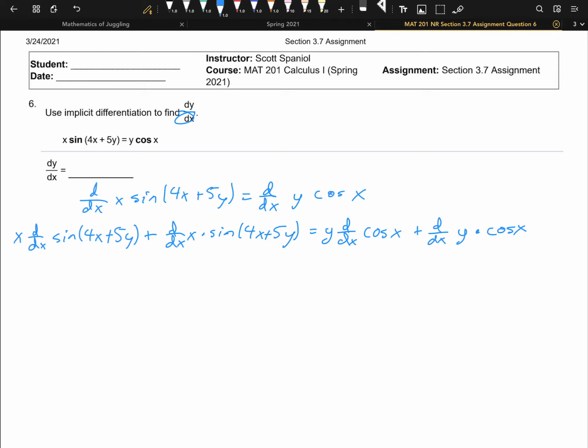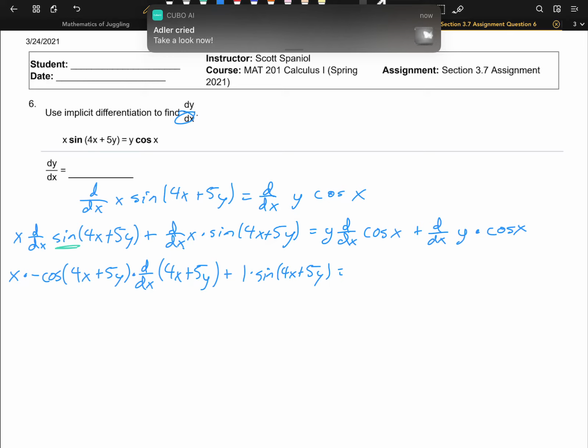Okay, so then we can start doing that. In this first side, we've got the derivative of something with something inside of it, so we need to use the chain rule. We take the derivative of the outside, that's the derivative of sine, which is just negative cosine, so the opposite of cosine, 4x plus 5y. Then the chain rule says we multiply that by the derivative of the inside, the derivative of 4x plus 5y. In the next term, we've got the derivative of x with respect to x, which is just 1, times sine of 4x plus 5y.